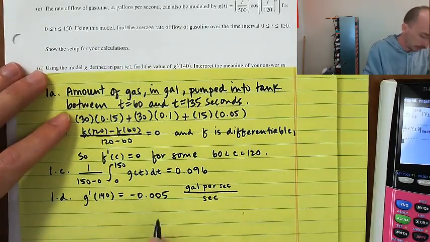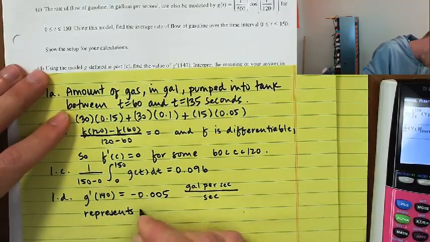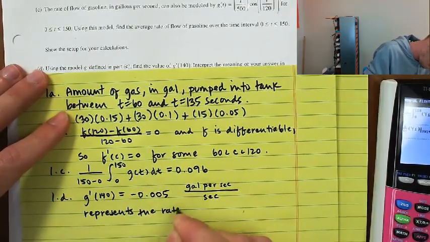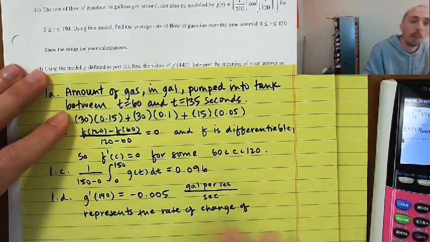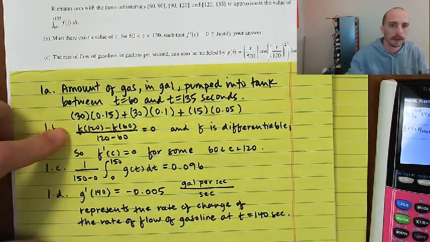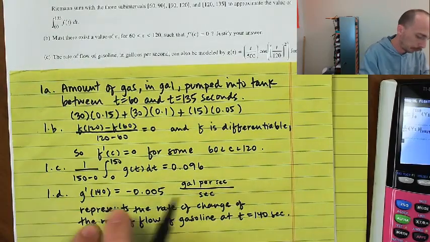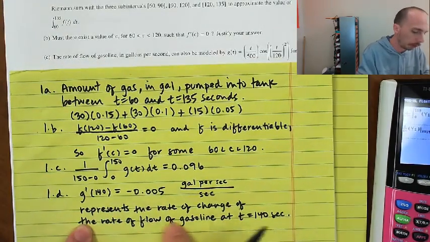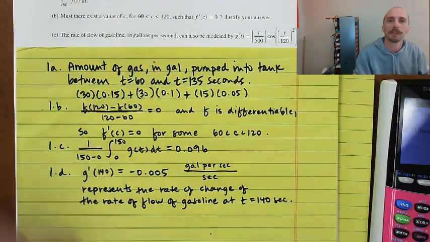Okay, so this represents the rate of change of whatever G represents. So we're going to go and we're just going to grab that. And we go back to the definition of G. It said the rate of flow of gasoline. So it represents the rate of change of the rate of flow of gasoline at T equals 140 seconds. Okay, and that's number one.